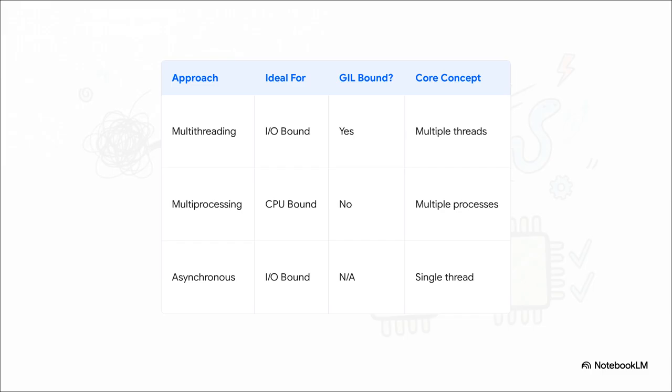Now look at that bottom row, asynchronous programming. It is ideal for I/O-bound tasks. Is it GIL constrained? Technically, yes, because it runs on a single thread in a single process, but here's the kicker. The GIL is entirely irrelevant here. How on earth does a single thread handle multiple things at once? Through a brilliant concept called cooperative multitasking.